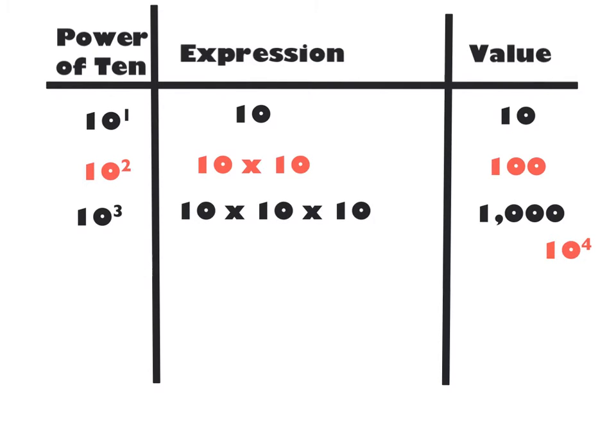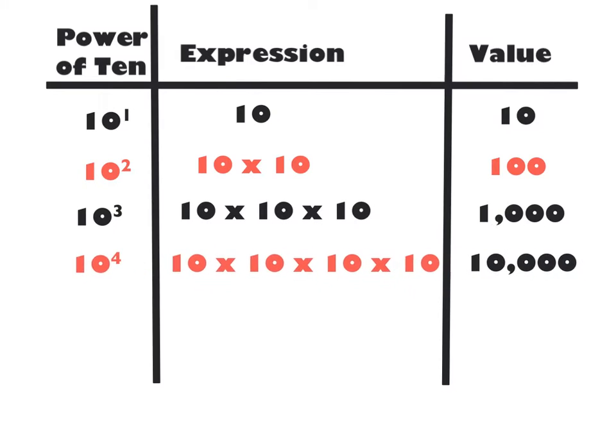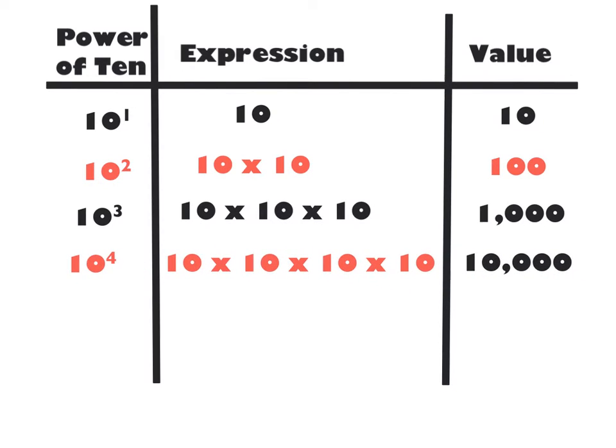And our final example, 10 to the fourth power, shows that we are multiplying 4 tens. 10 times 10 times 10 times 10 for a value of 10,000. And we could continue this pattern on and on. 10 to the 5th, 10 to the 10th, 10 to the 20th. Powers of 10.